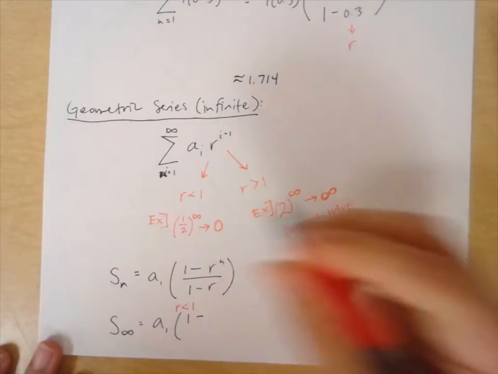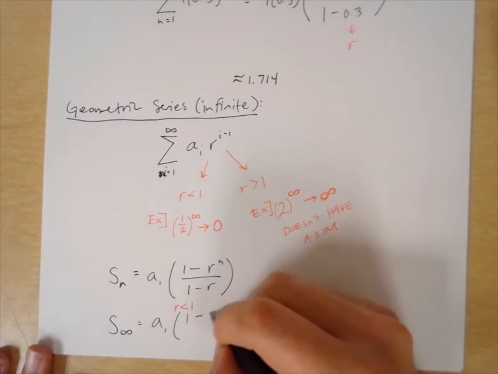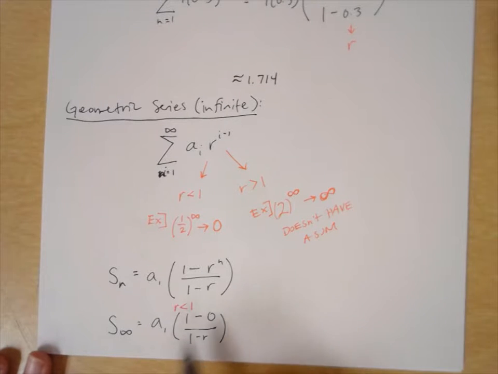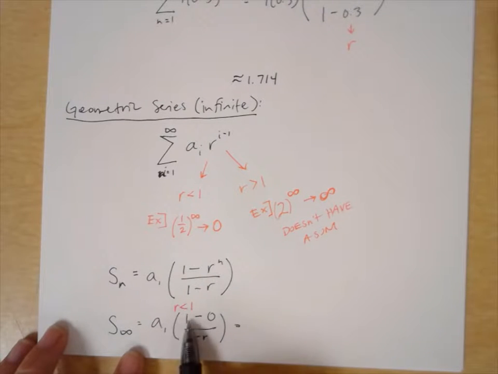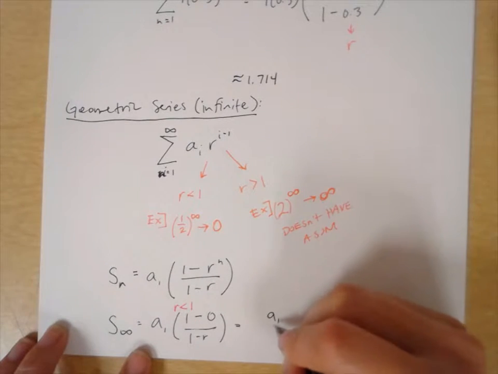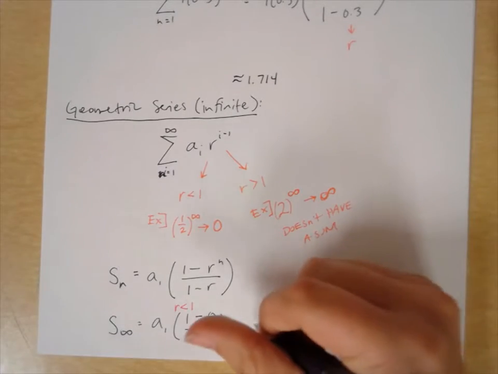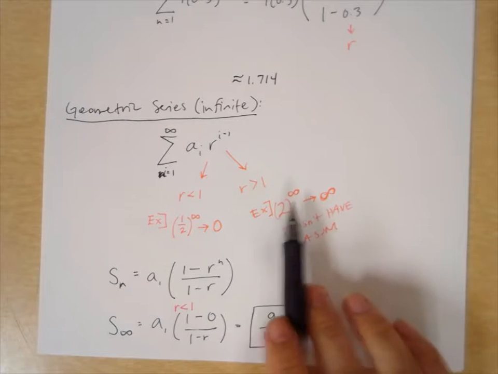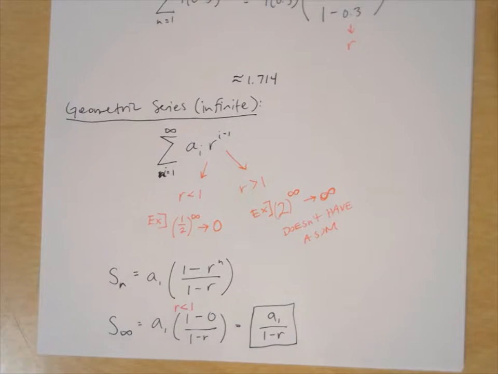When the ratio is less than 1, this piece right here, r to the n, gets really, really small and approaches 0. And I have that over 1 minus r still. So this, in short, becomes 1 over 1 minus r, and if I multiply a sub 1 by that, I get a sub 1 over 1 minus r. And that is the formula that we use when we're talking about infinite series, this right here. And this is the reasoning as to why, right? Again, this only applies when the ratio is less than 1. When it's greater than 1, it won't have a sum when we're talking about infinite series.